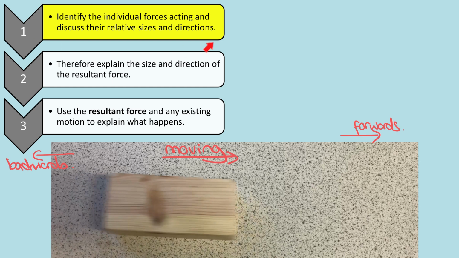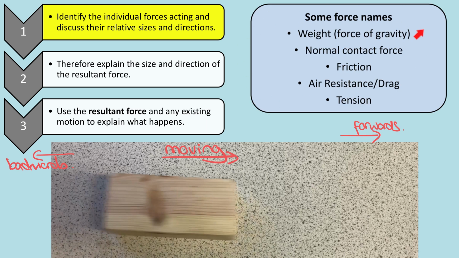So the first step is identifying individual forces and discussing their relative size and direction. To help with that, I've got some force names here. Now, you might think that I need to worry about weight and normal contact force, because those will be forces that are acting on the block, but they're going to be in the vertical direction and the block is moving horizontally, so I can ignore the vertical forces since they're balanced. Therefore, I just need to consider the horizontal force or forces acting on the block.